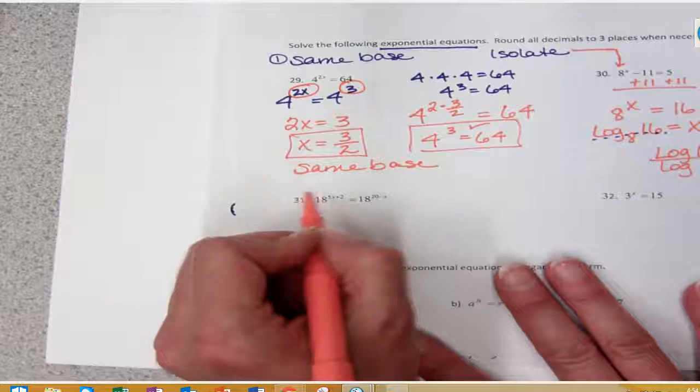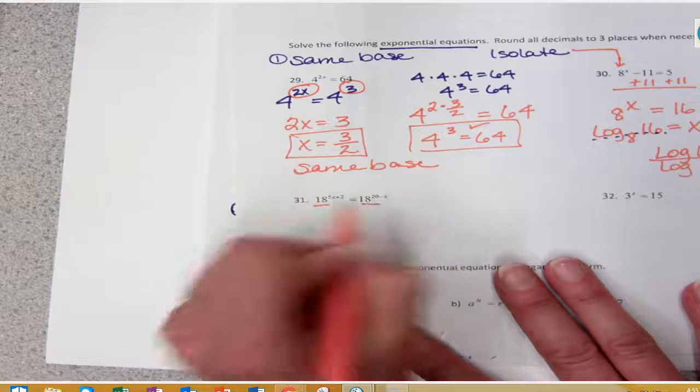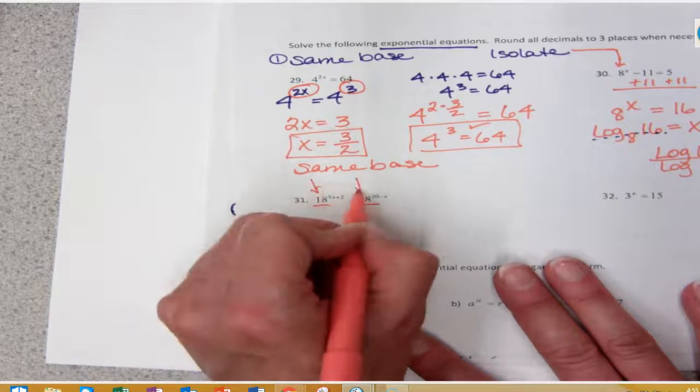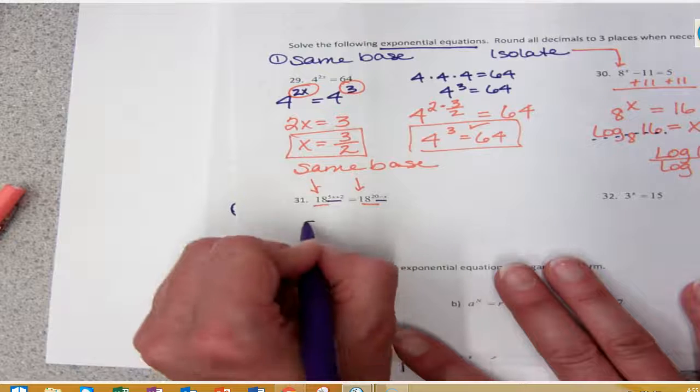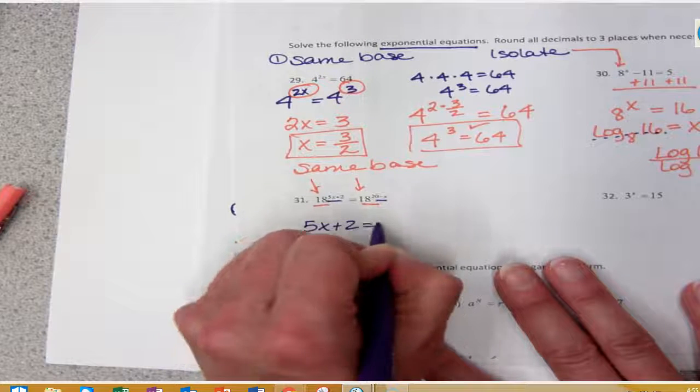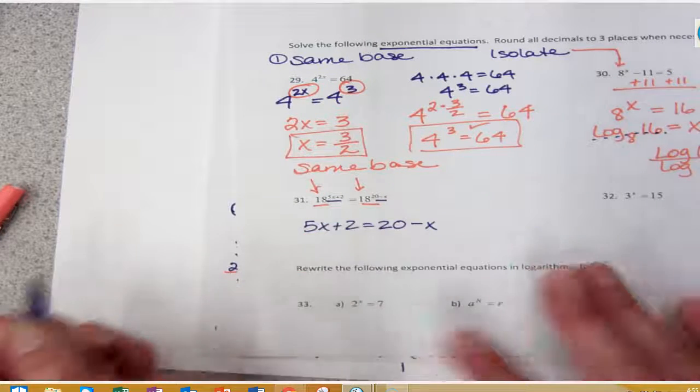Okay, so here we have the same base again. Same base, 18. So the exponents have to be equal to each other. So you just say 5x plus 2 equals 20 minus x, and I'll let you figure that out.